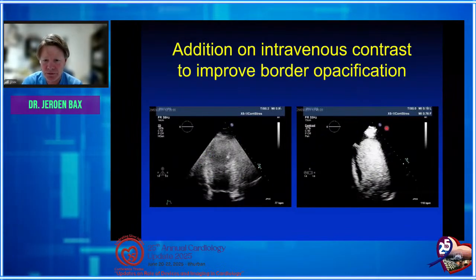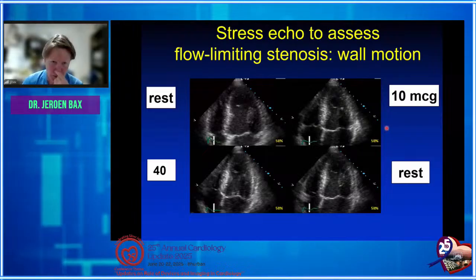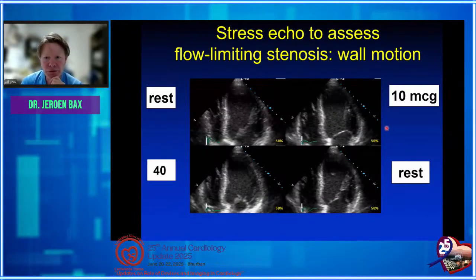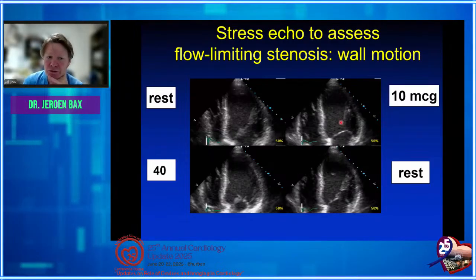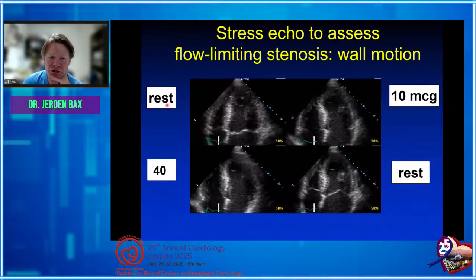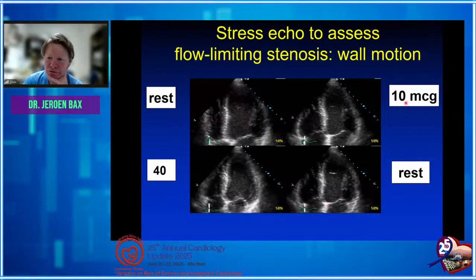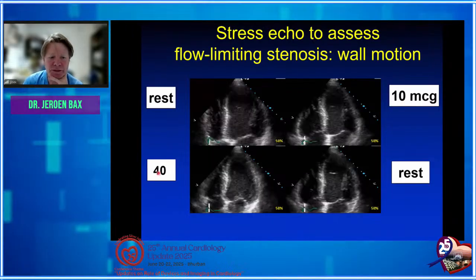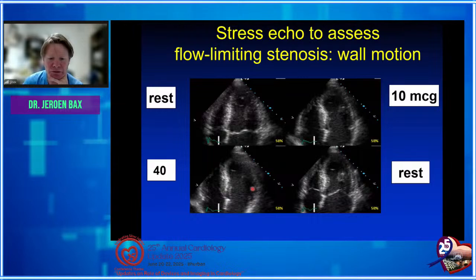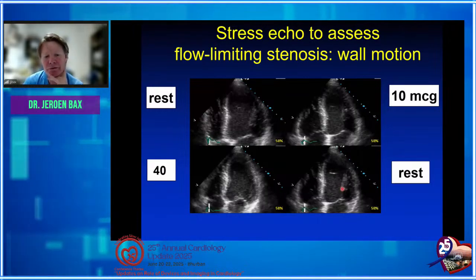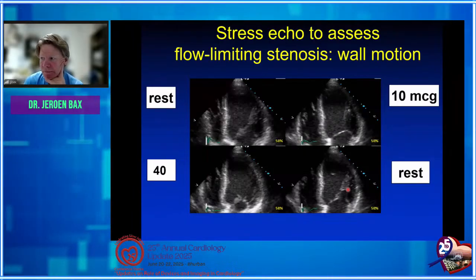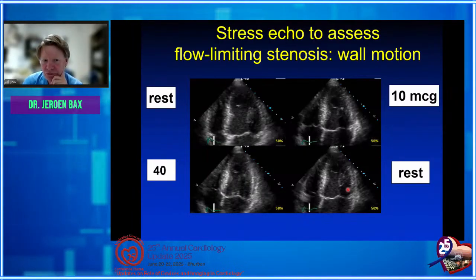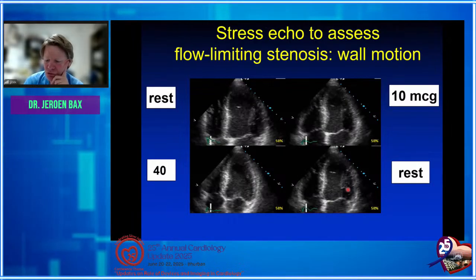Oh, it goes a bit too fast. We can, instead of a nuclear scan, do a stress echo. We do in this place a lot of stress echoes if we're looking for ischemia. This is the resting situation. This is the 10 micrograms of dobutamine. This is the 40 micrograms of dobutamine. You see now significant movement of all the areas. And here's the resting situation. I think the downside is that the echo often does not give you such good visualization.